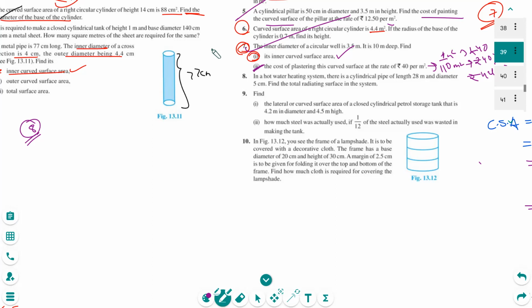Find the total radiating surface in the system. What I mean by radiating surface is the part where the water is actually touching. Water will not touch these parts. Water will only touch the curved surface area part. Are you people getting it? It's a practical kind of question.